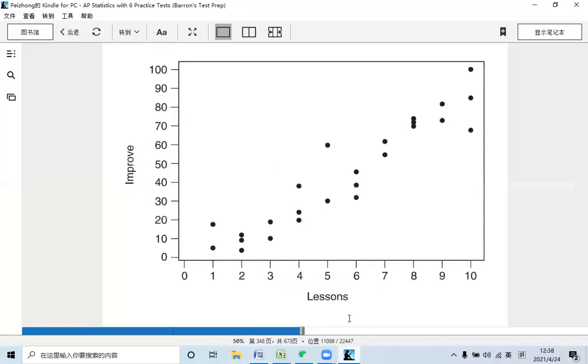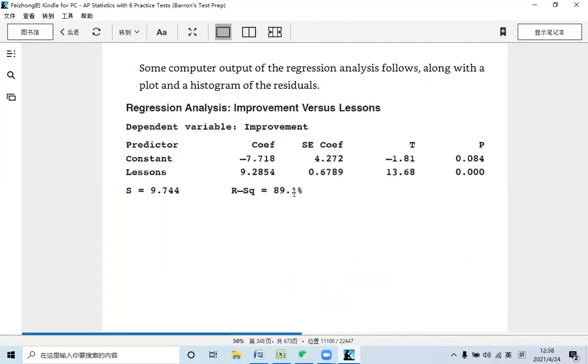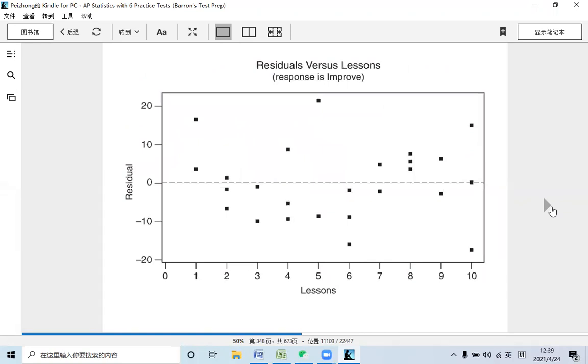And that is 89%, almost 90% of the improvements can be accounted for by how many lessons you take. That is the meaning of R squared. And remember, how do we get the R squared? You get the correlation coefficient and square it, you get the R squared. So that's how you analyze the printout.